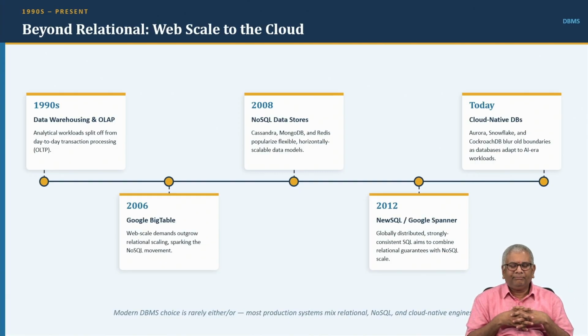Then in 2006, Google invented Bigtable, which is scalable and sparse, and which actually started the NoSQL movement. NoSQL means not only SQL. It's not that there is no SQL; it means not only SQL, which adds more stuff, right? That's pretty much what it means. So 2006 saw the birth of NoSQL, and in 2008 NoSQL databases like Cassandra, MongoDB, Redis, all those things came into the market, which were very useful for different kinds of purposes.